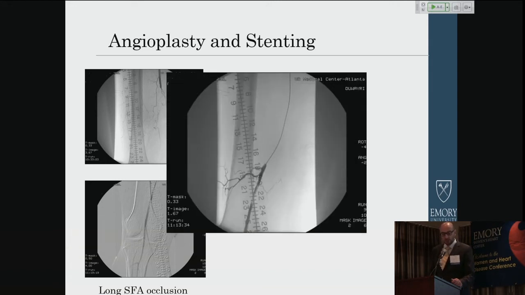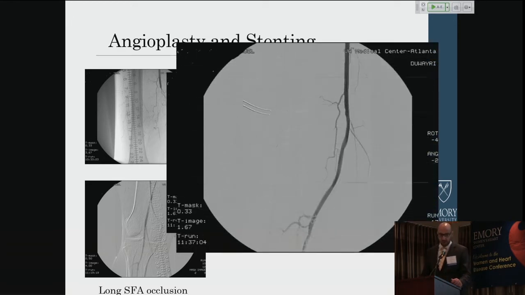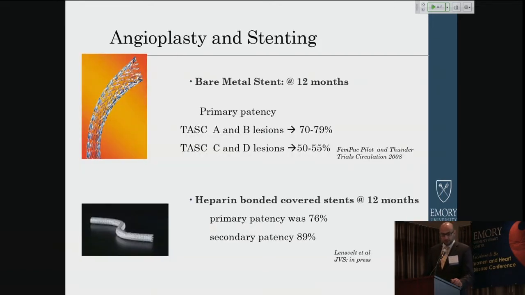And this is a patient with superficial femoral artery occlusion where the treatment included crossing the lesion with a wire and ultimately treating it with a stent. So the longevity of those endovascular interventions is still not as good as open surgery, unfortunately.